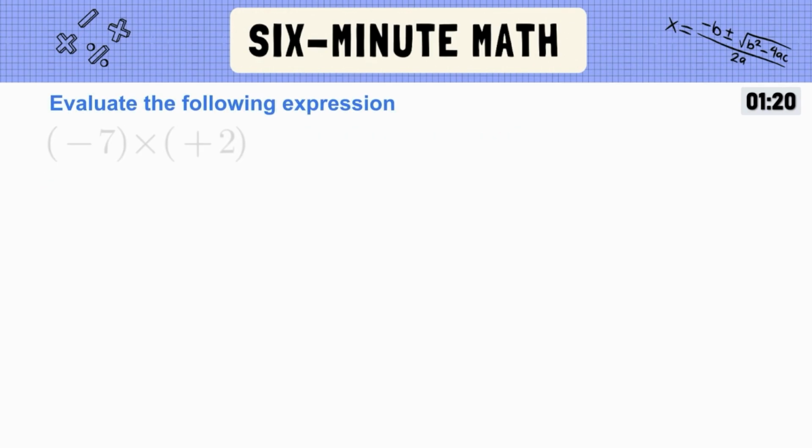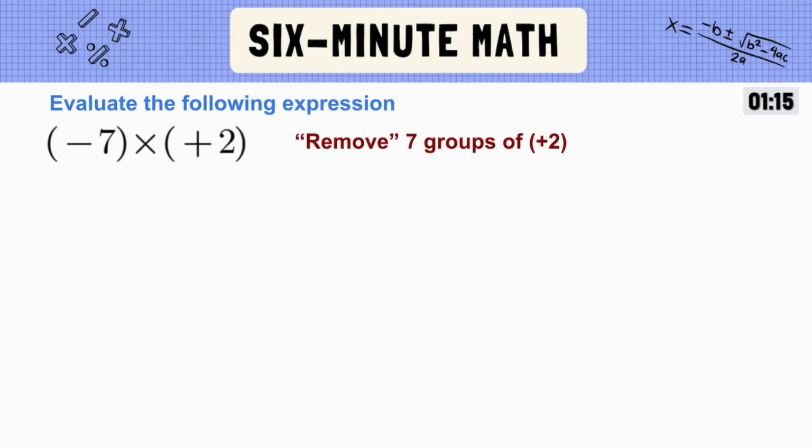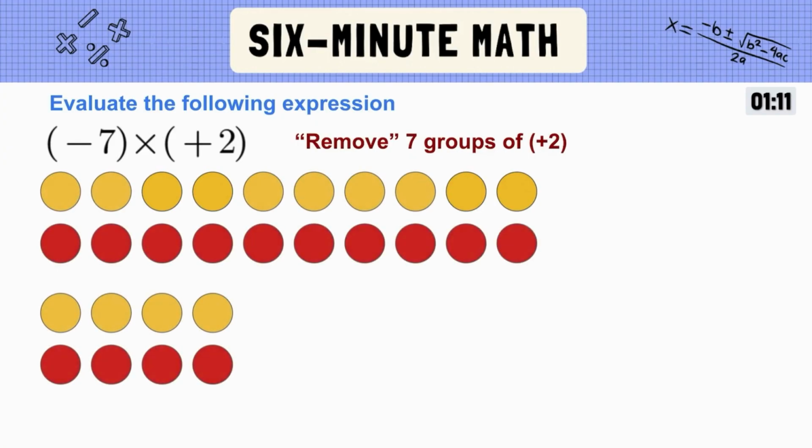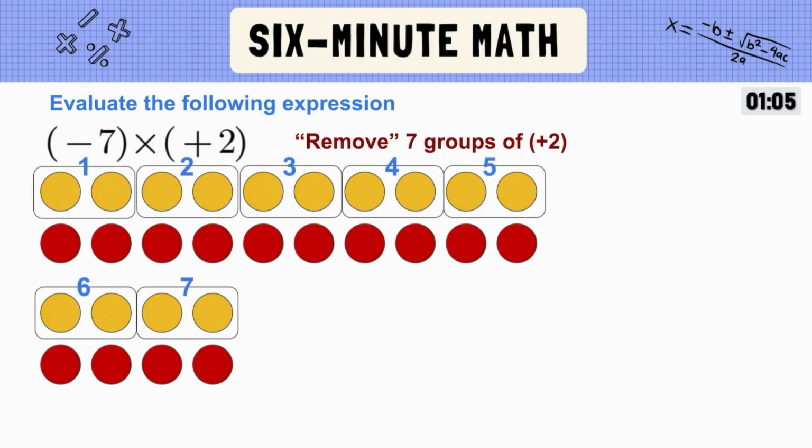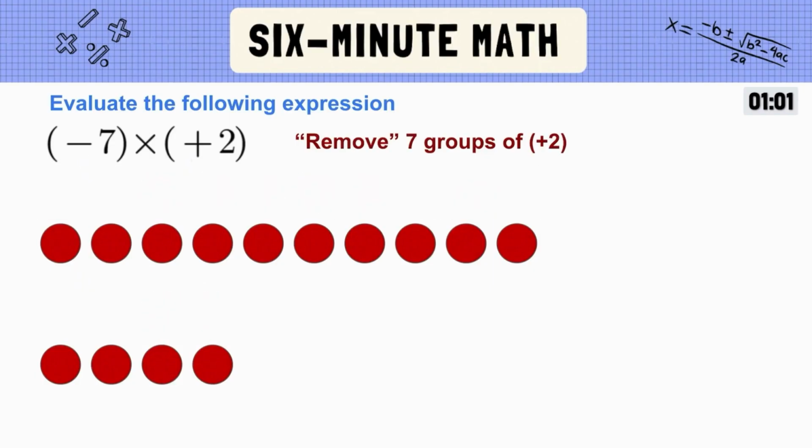How about negative 7 times positive 2? We are going to remove those 7 groups of positive 2 chips, and I'm going to have my 0 pairs. I'm going to have 7 groups of positive 2, and I'm going to remove them from my picture. I'm going to count up my remaining chips, which tells me that negative 7 times positive 2 is negative 14.